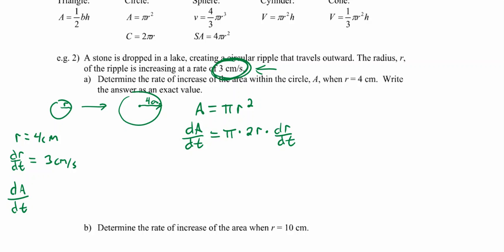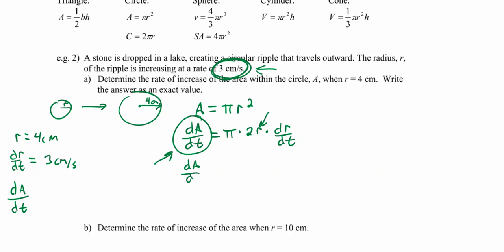Perfect. Now I've got some things, and I can actually put some numbers into this. Remember, I'm looking for dA dt when the radius is 4. Now I'm good to throw it in. That comes after you've taken the derivative. That's a common place to make a mistake: people will throw those numbers in too soon. You have to wait until you've taken the derivative. So now we can just plug it in.